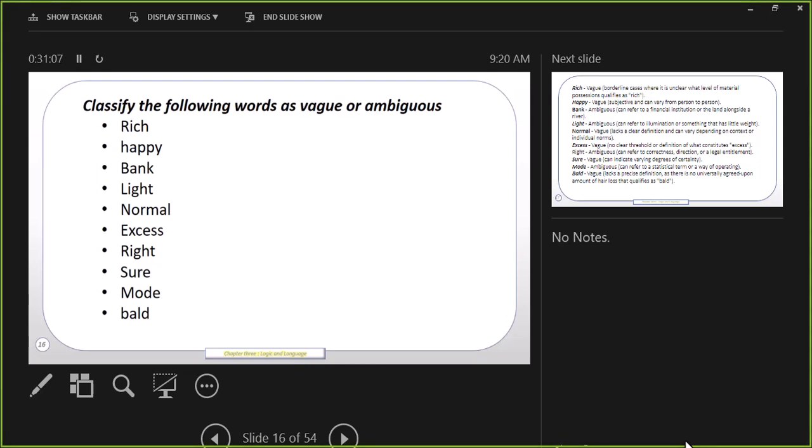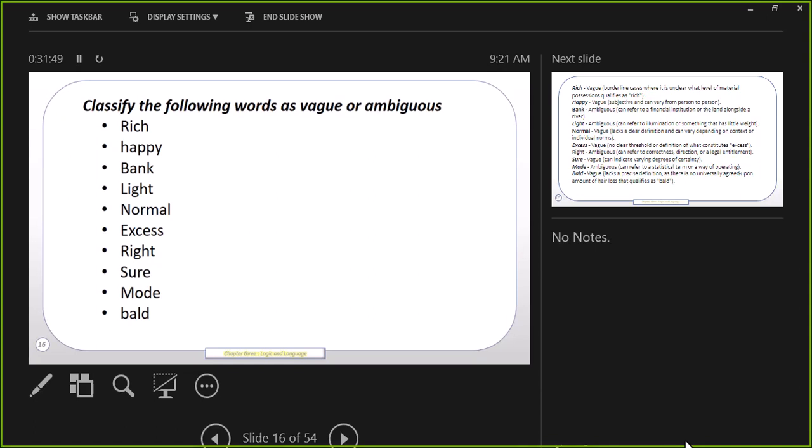Why? Yes, correct. It's vague. Why? Next, happy. Vague or ambiguous? It's vague. Why? Yes, because there are borderline cases, or there are specific instances to which we cannot tell whether the word happy applies to it or not. What does happy mean?